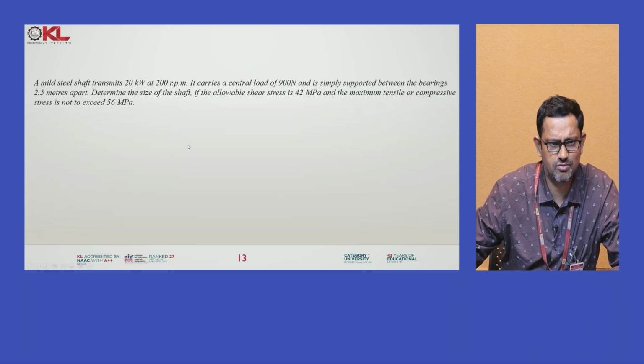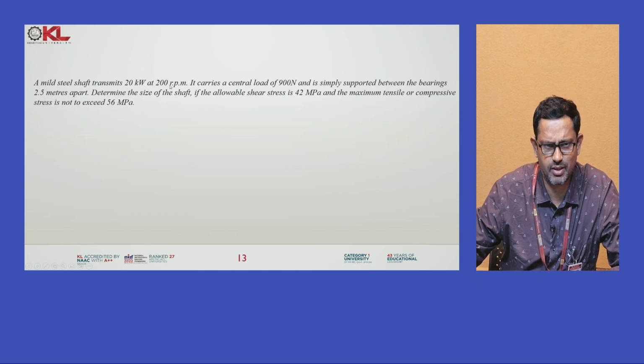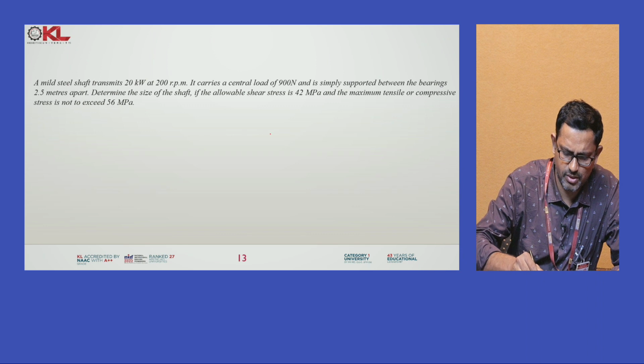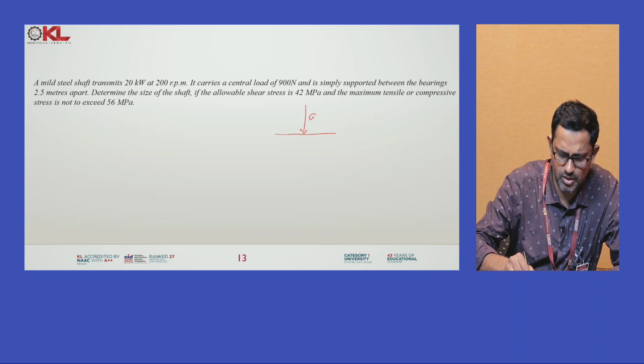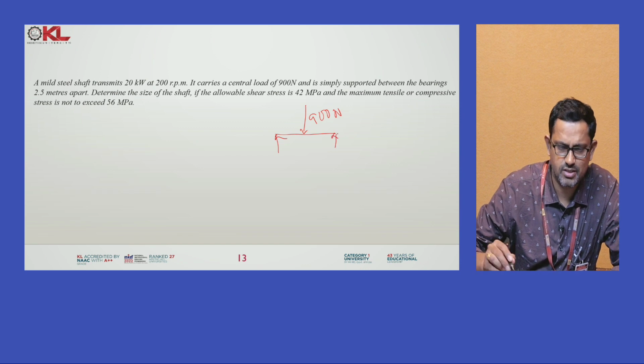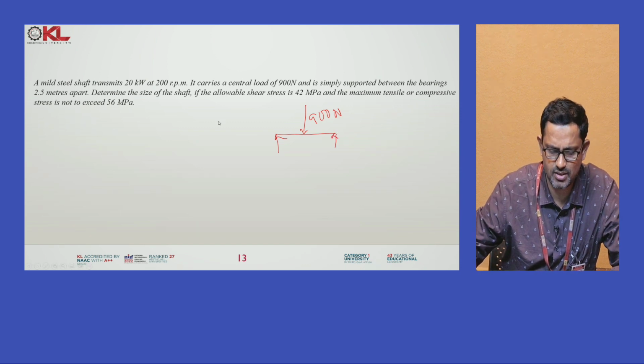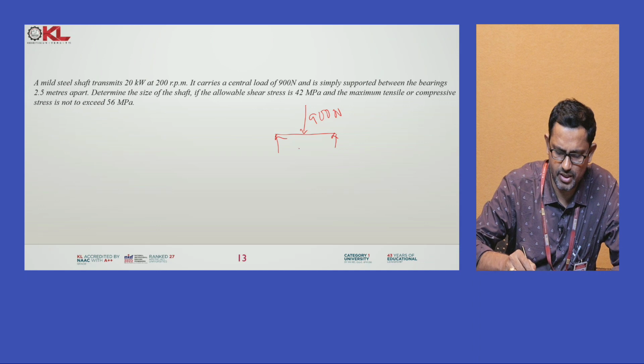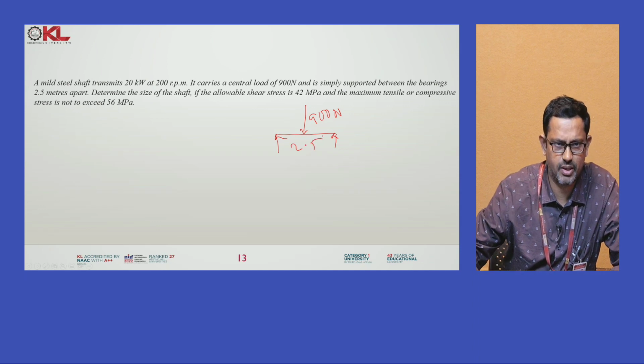Next, similarly there is one more problem. A mild steel shaft transmits 20 kilowatt power at 200 rpm. It carries a central load. In this problem it is given as a central load of 900 newtons, and it is simply supported between the bearings, which are 2.5 meters apart. The distance between these two is 2.5 meters.